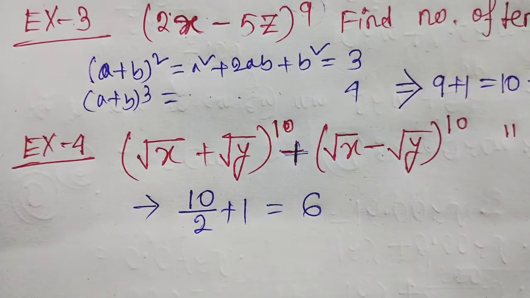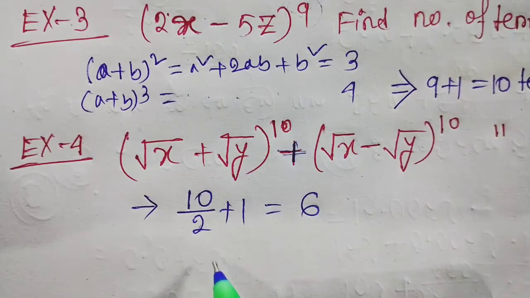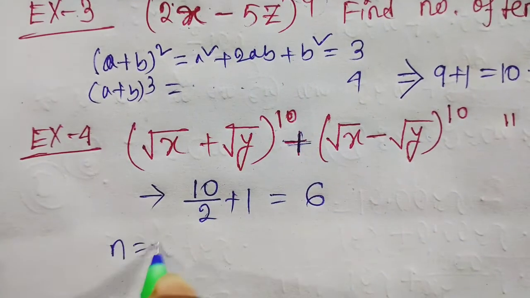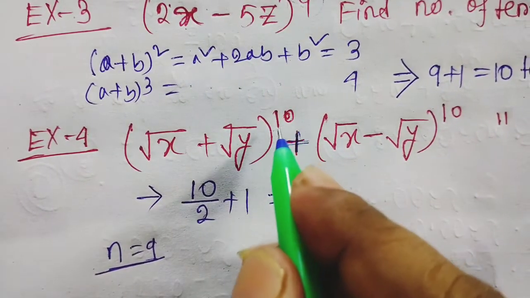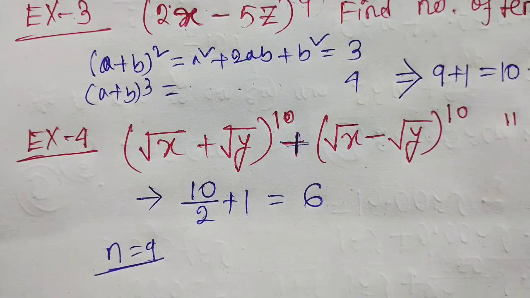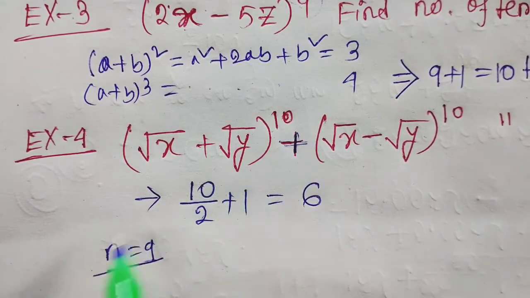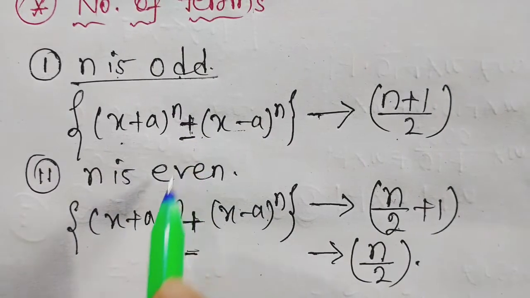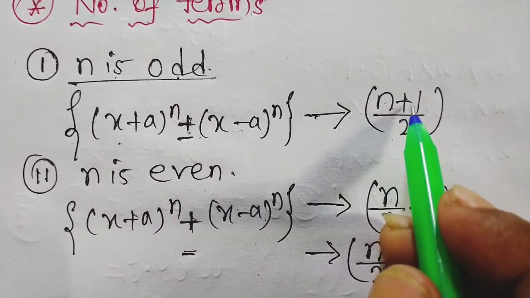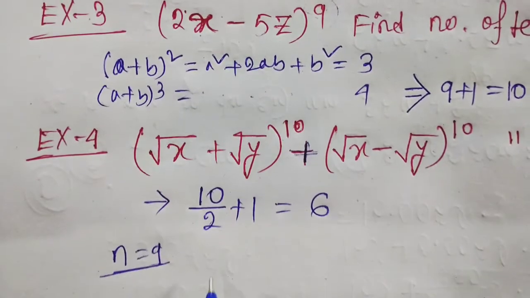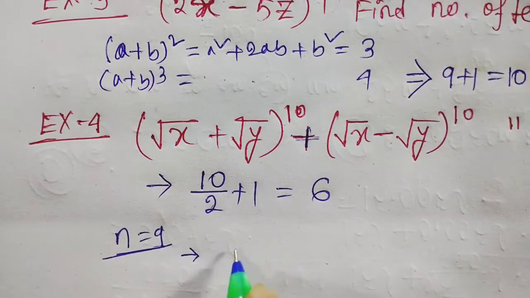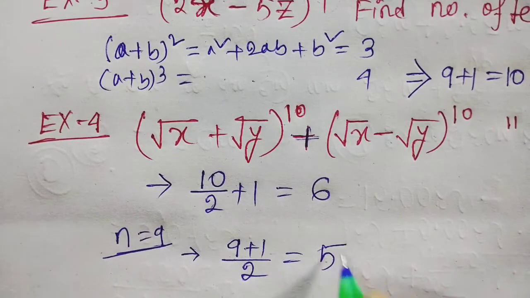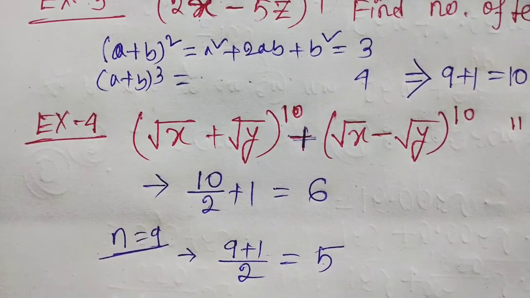Now think that here it is 9. So if n equals 9, now it's odd. Now tell me how many terms there are here. So when n is odd, whether it's plus or minus, the number of terms is always (n plus 1) by 2. So here the number of terms will be (9 plus 1) by 2, that means only 5 terms. Understood everyone?